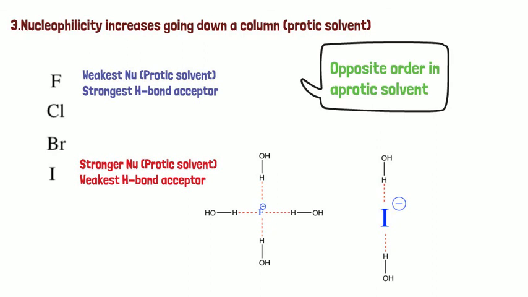A polar aprotic solvent, on the other hand, does not hydrogen bond to nucleophiles to a significant extent, meaning that the nucleophiles have greater freedom in solution. Under these conditions, nucleophilicity correlates with basicity, and fluoride ion, being the strongest base, reacts fastest with electrophiles.